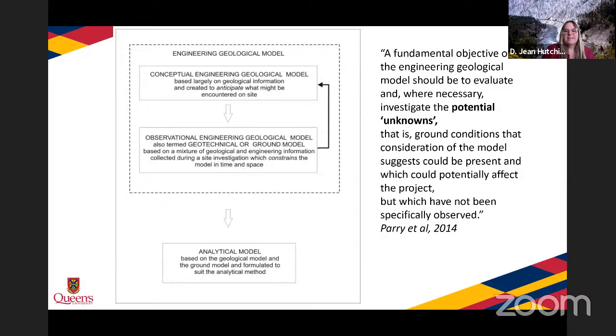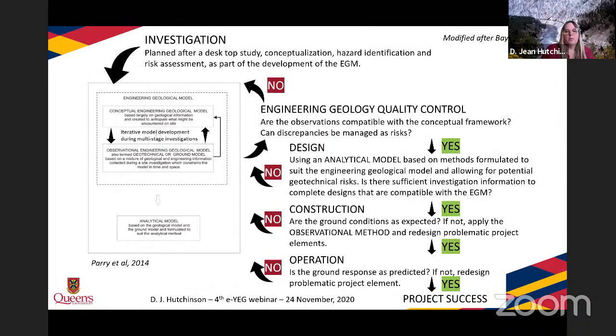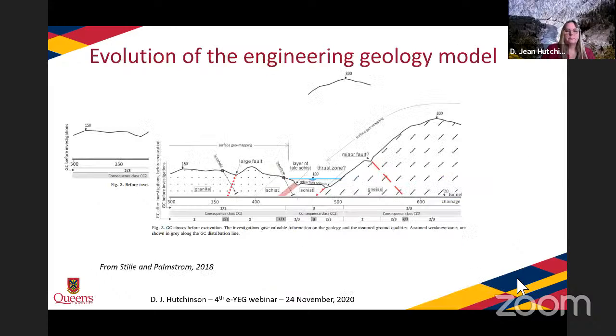The key objective is to investigate the potential unknowns. So ground conditions that could be present and which could potentially affect the project, but which have not been specifically observed. And in the most recent paper that's still under publication, they've expanded this thinking. You can see this version of the diagram that I've done here. So you see investigation leading into the model we looked at a moment ago. You can see that within the model, there's an iterative development of the model during multi-stage investigations. And you see that through the flow chart, we have methods of thinking about moving down or returning to get more data. So as we move down from the quality control to design and construction, we're getting more and more data and we're refining our model. And here's some good diagrams showing this evolution of the engineering geology model as you encounter information, as you build this construction.